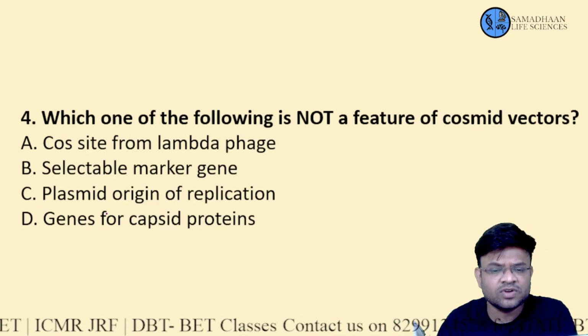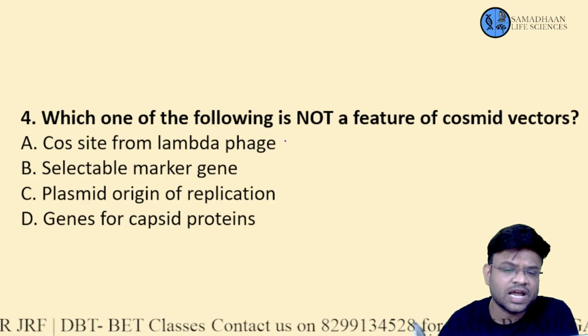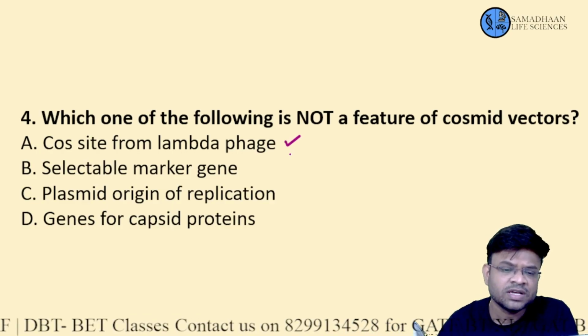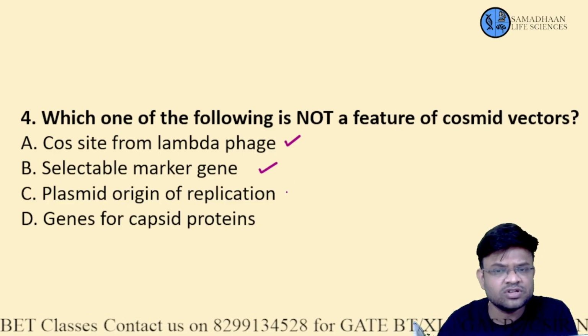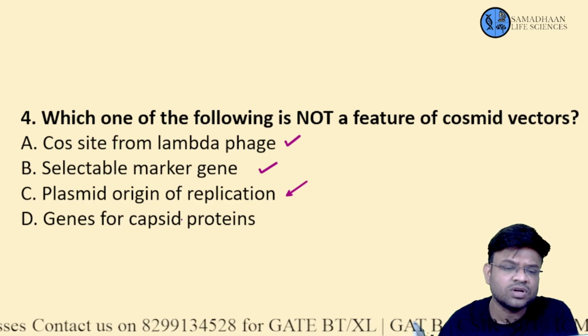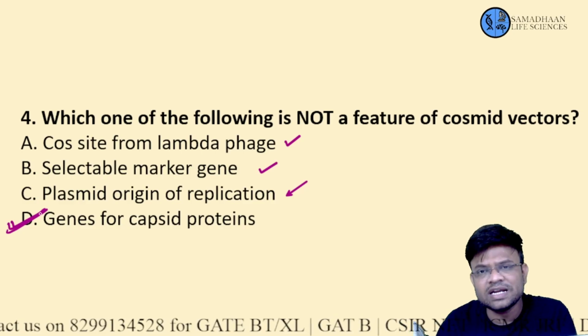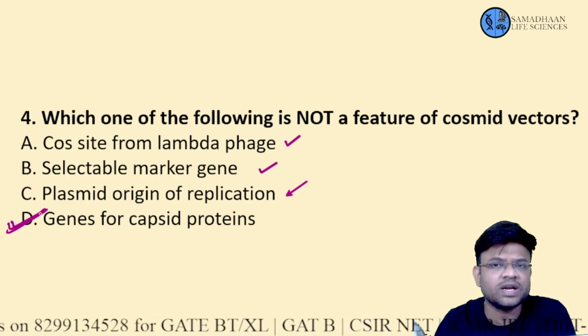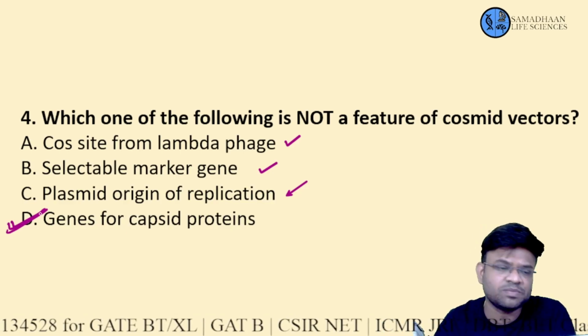Next, which one of the following is not a feature of cosmid vectors? Cos site for lambda phage, yes, this is a feature. Selectable marker gene, yes, this is also a feature. Plasmid origin of replication, yes, this is also a feature. Gene for capsid proteins, no, this is not a feature. So this is the correct option. We have already studied the composition of the cosmid vector. There was no gene responsible for producing the capsid proteins.